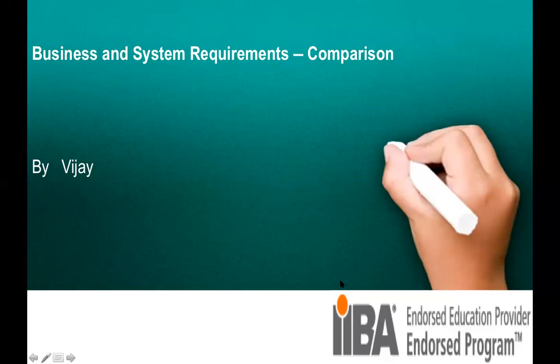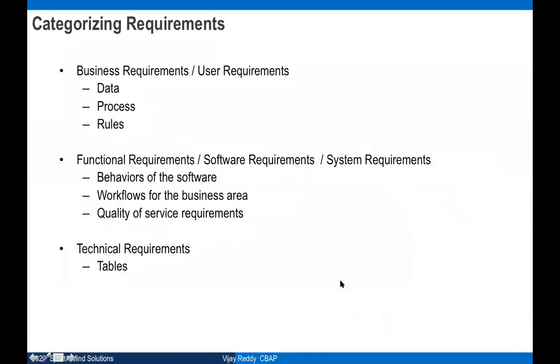Right. Therefore, there are different ways in which you can analyze the requirements. Say, for example, you are doing projects for UK geography or Europe geography, then they will think like business and system requirements are one and the same. If you're doing projects for US geography, they will separate business, system, and technical requirements separately. Therefore, it depends on who the clients are. Accordingly, you will be analyzing these requirements.